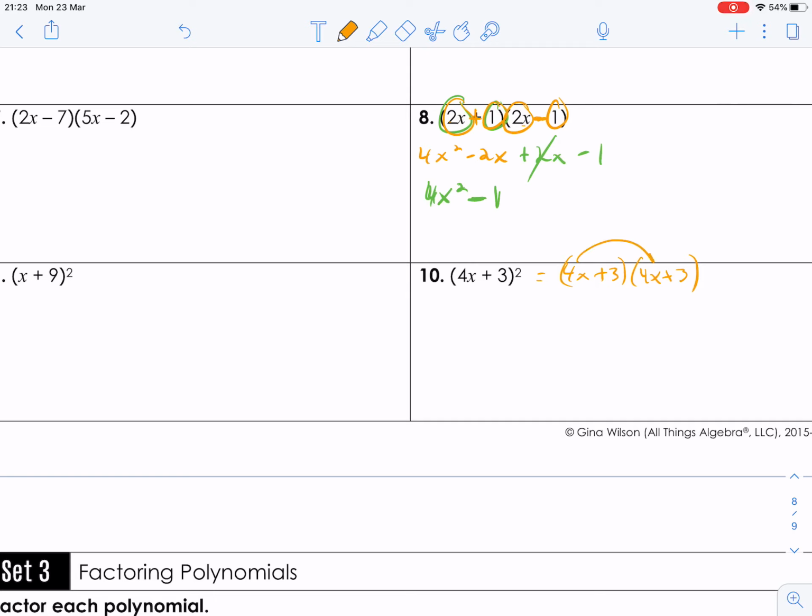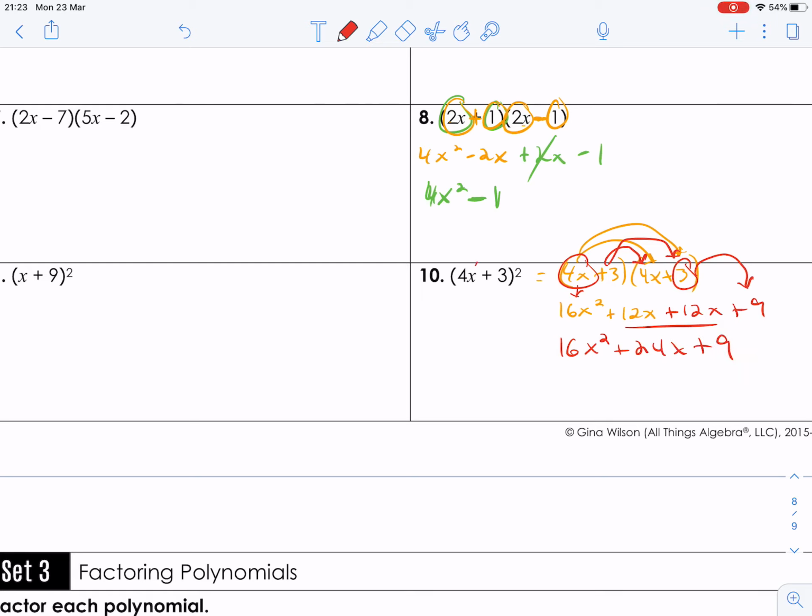So we could do it the long way. Multiply both. That gives me 16x squared plus 12x. And then we do this guy. That gives me 12x plus 9. You see how these are the same? You see how this is that squared and this is that squared? So this is what we're going to use as our shortcut later. So we get 16x squared plus 24x plus 9.